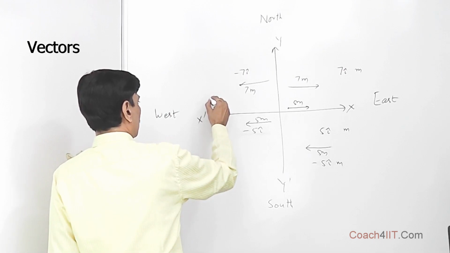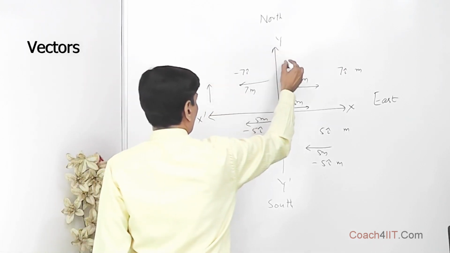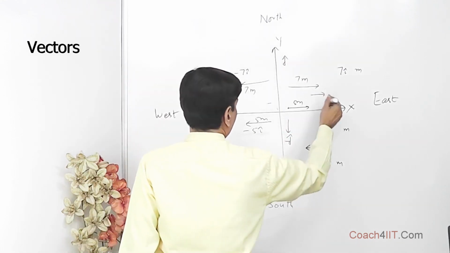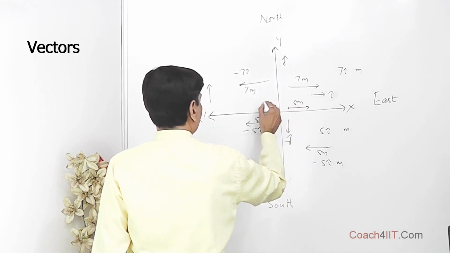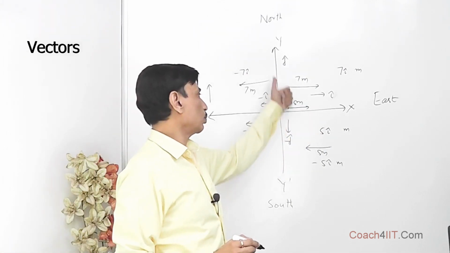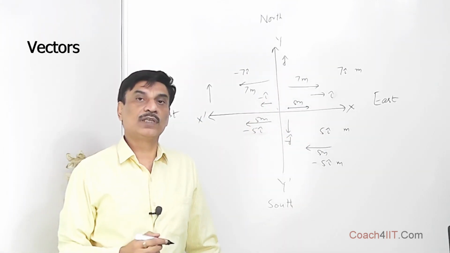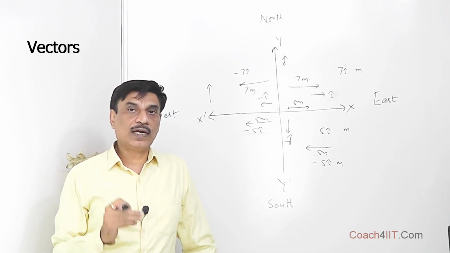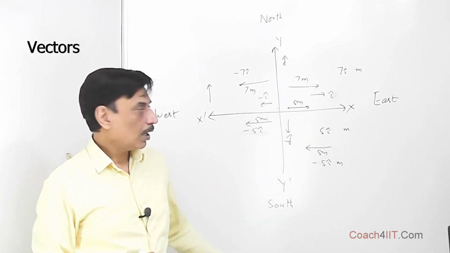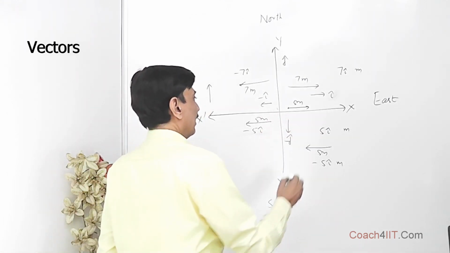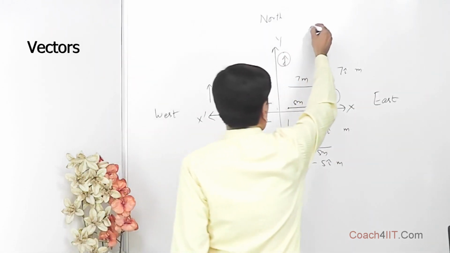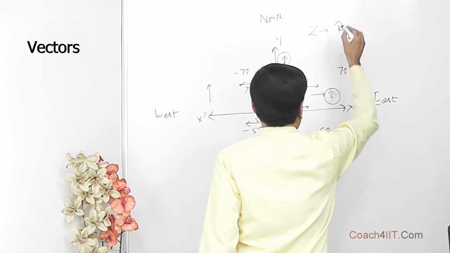If the person has gone in the upward direction, we have unit vector j cap. In the downward direction we have minus j cap, in this direction we have plus i cap, and in this direction we have minus i cap as unit vectors. Like over here we have the x-axis, y-axis and z-axis, which are mutually perpendicular to each other. Similarly, we have unit vectors along the x-axis, y-axis and z-axis. Along the positive x-axis, we have unit vector i cap, along the y-axis we have j cap, and along the z-axis we have unit vector k cap.